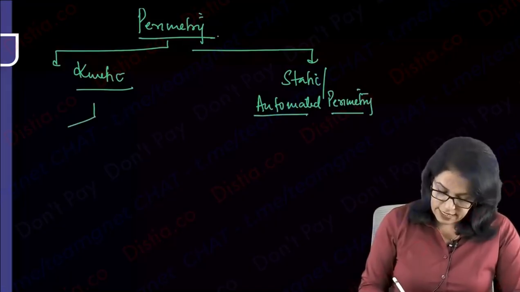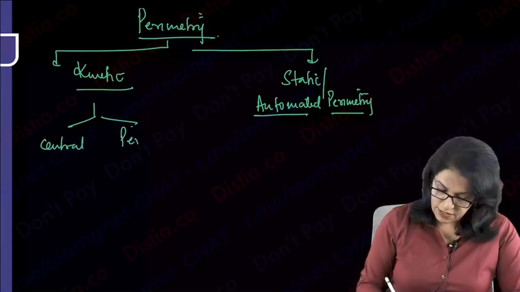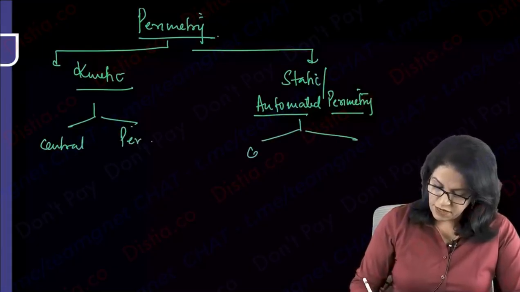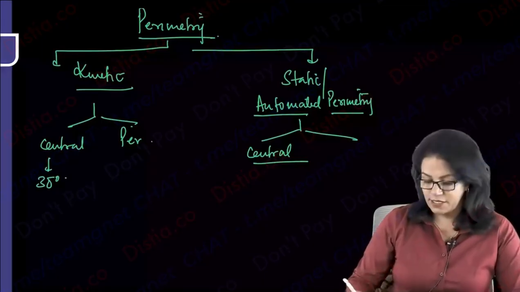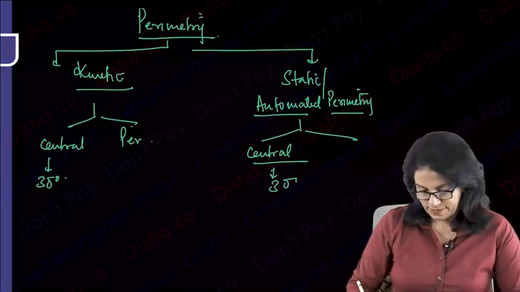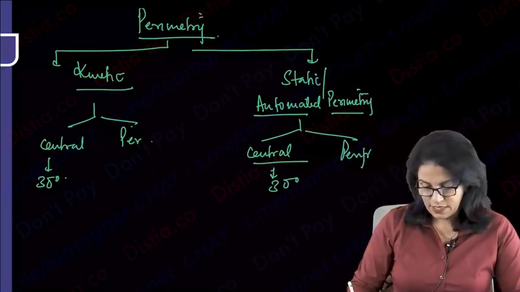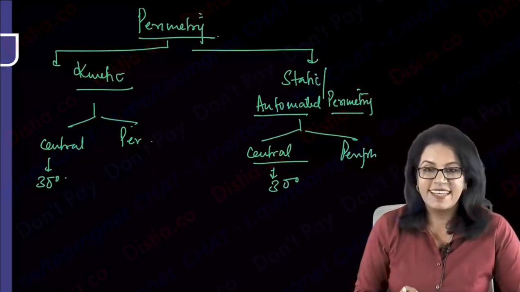Both kinetic and static can be further divided into central and peripheral. Central field charting means what? Central 30 degrees of charting is central field charting and the rest is the peripheral field charting. Got it? So this is a very simple way of understanding.